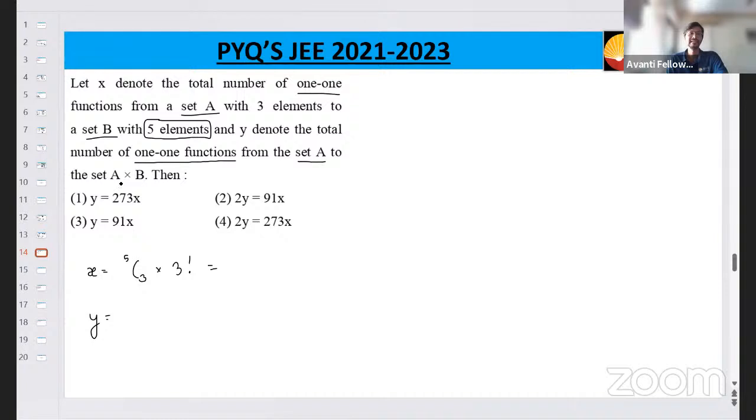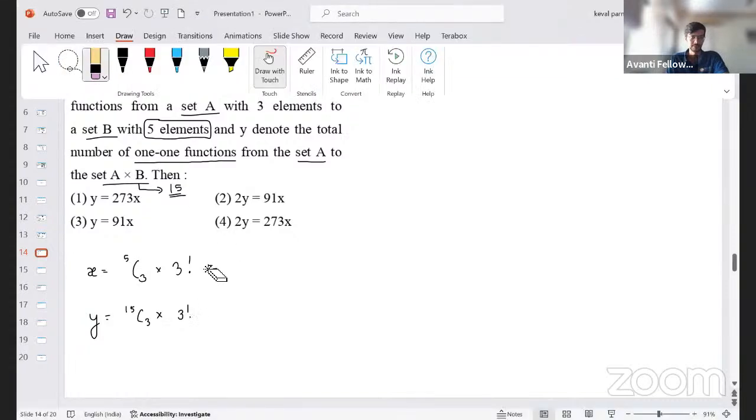set A to set A cross B. Now, if A has 3 elements, B has 5 elements, then A cross B will have 3 into 5, which is 15 elements. So now we have to select 15C3 into 3 factorial. It's as simple as this. Correct? I hope you are getting it.